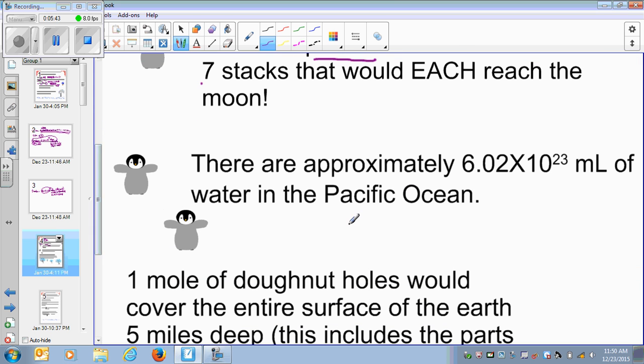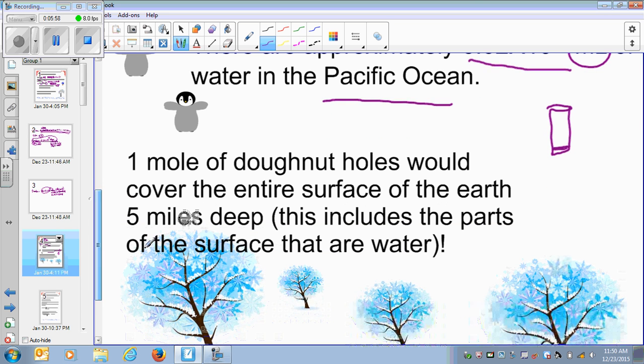There are approximately this many milliliters of water in the Pacific Ocean. Can you imagine how big a milliliter is? So it's this many milliliters of water in the Pacific Ocean. 1 mole of donut holes would cover the entire surface of the earth 5 miles deep. So just imagine how huge this number is.